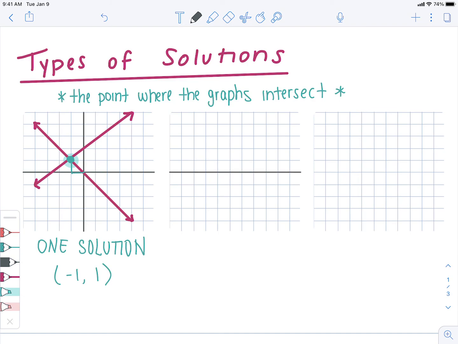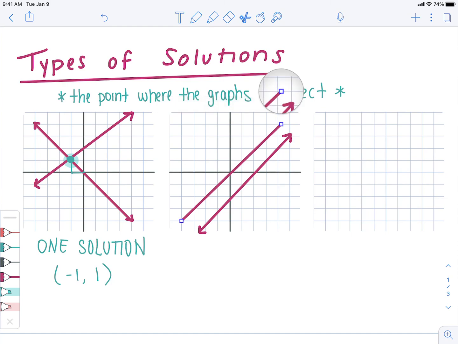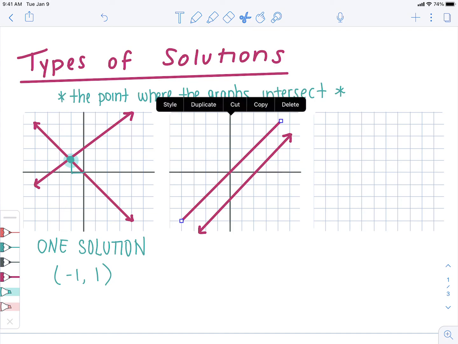The next type of solution we can have is if we have two parallel lines. So if I have two parallel lines, I know parallel lines are never going to intersect, right? They're never going to cross over each other. So if I have two parallel lines, I have no solutions.